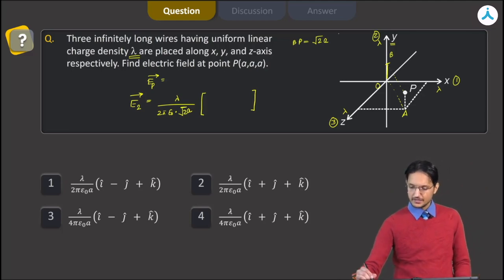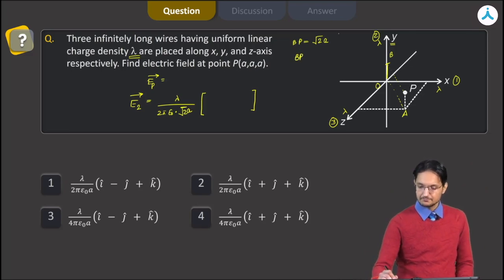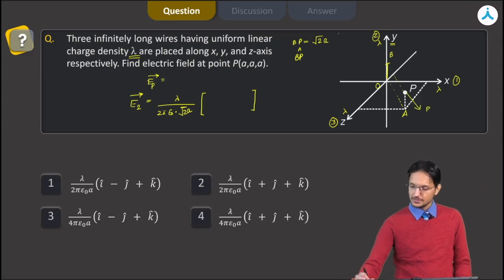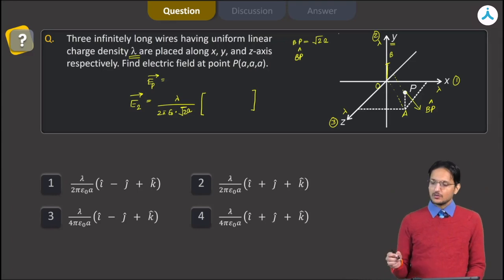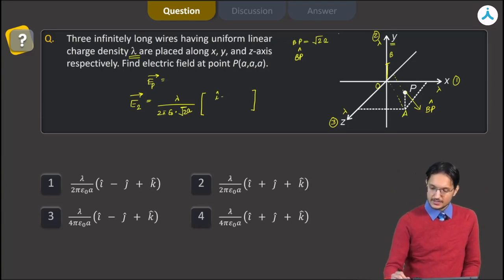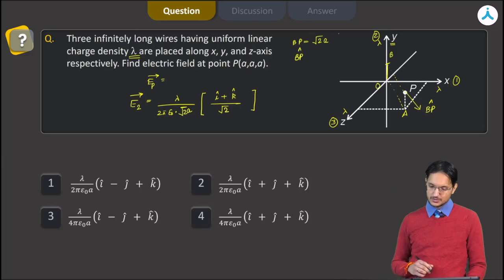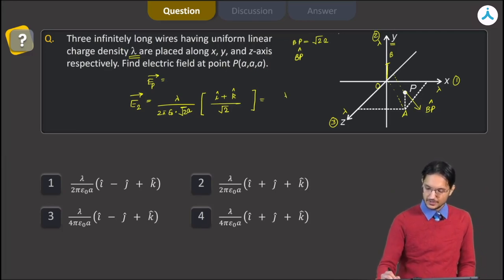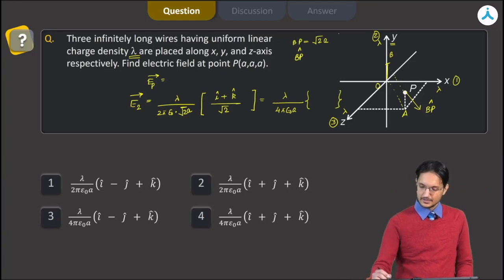Now this electric field will be pointing along BP cap, like so, something like this, along BP cap. Now this BP cap is equally inclined to x as well as z, and that angle is basically 45. So what can I write this as? I can write this as (i cap plus k cap) by root 2. Let's write it in a bit more simplified way. So this is lambda upon 4 pi epsilon naught A times a vector, and that vector is i cap plus k cap.